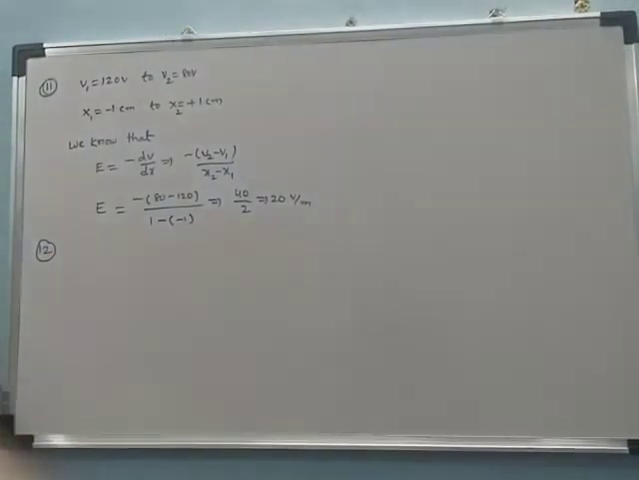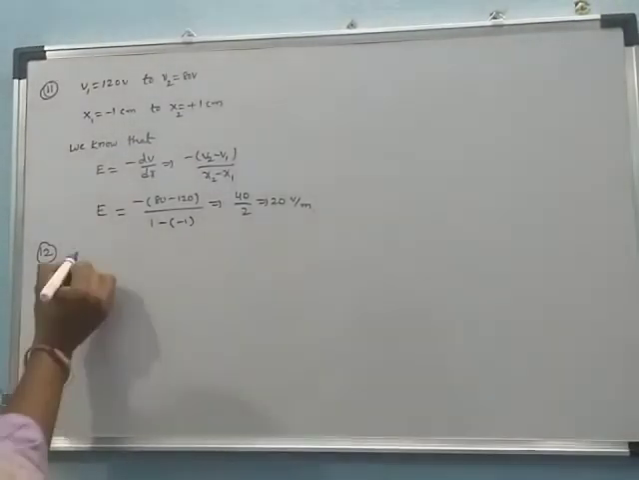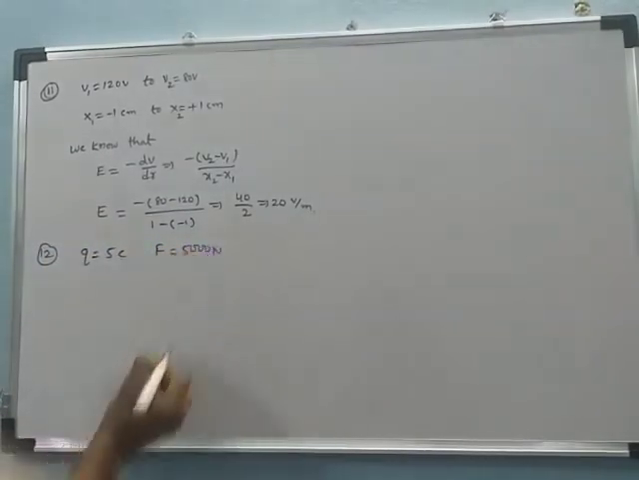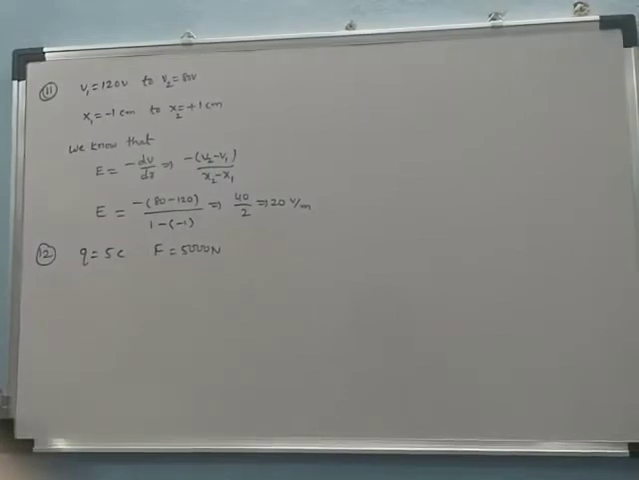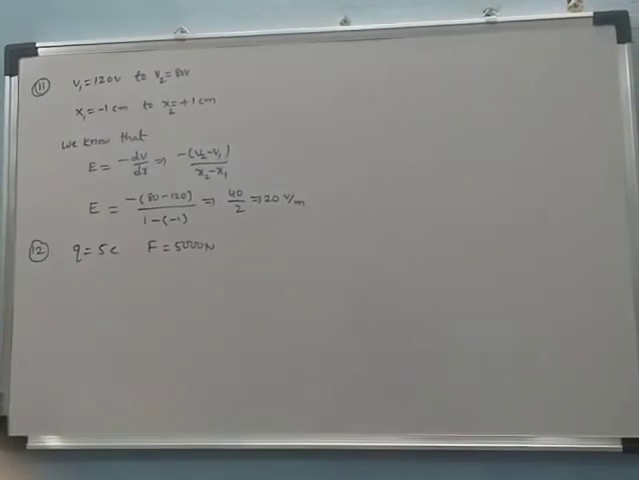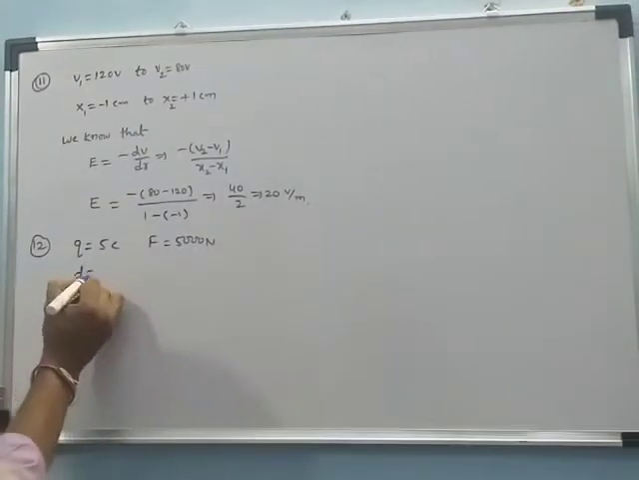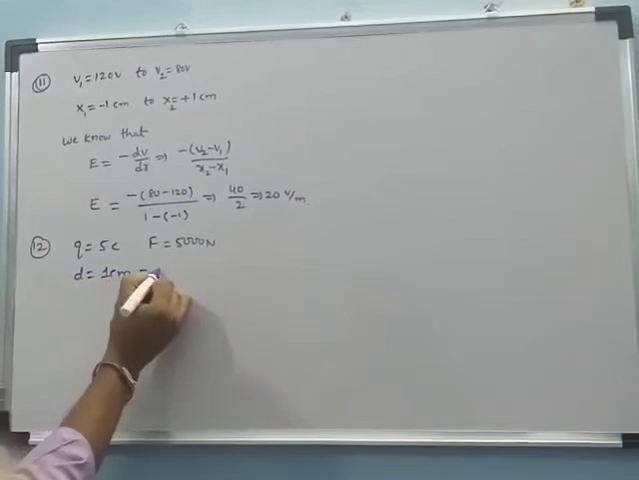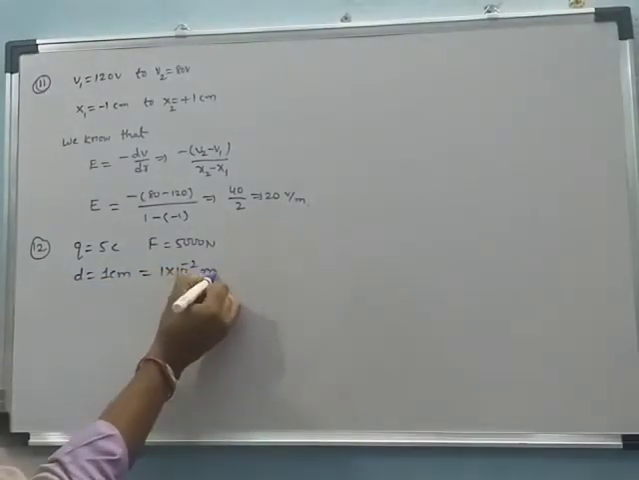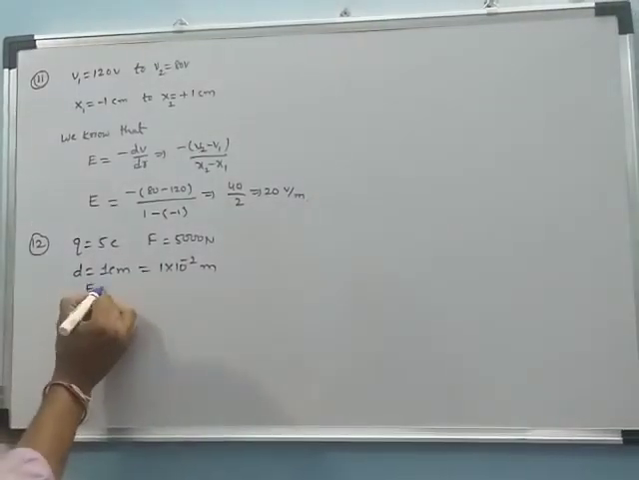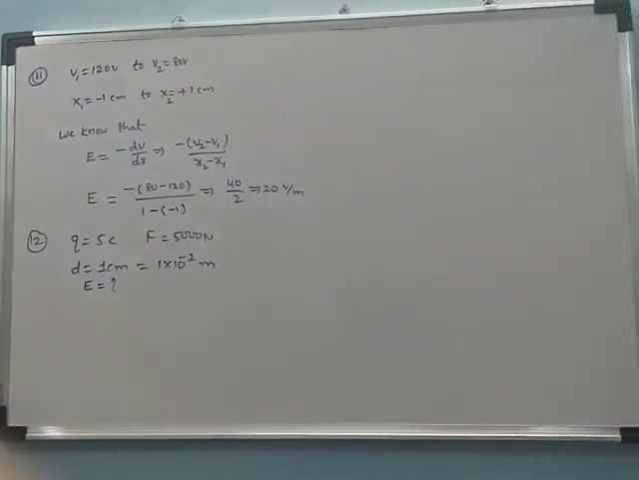Next, see question number 12. A charge of 5 coulombs experiences a force of 5000 newtons when it is moved in a uniform electric field. The potential difference between two points separated by the distance d is to be found, where d is given as 1 centimeter. The centimeter is converted to meters: 1 into 10 power of minus 2 meters. Then we can find out the electric field.